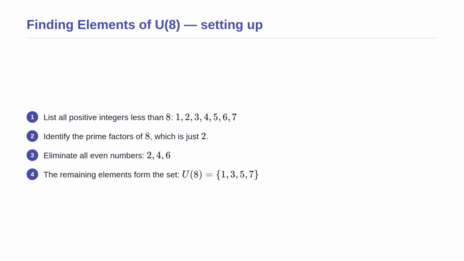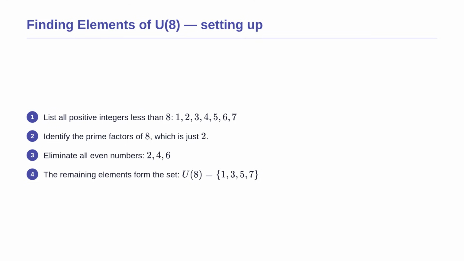Before we prove why inverses always exist, let us see this formula in action with a concrete example. We want to find the elements of U of 8 and prove it forms a valid group by finding the inverse for every single element. First, we list all the positive integers less than 8. These are our candidates, 1 through 7.